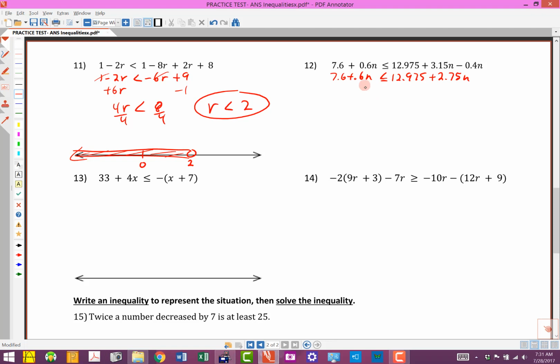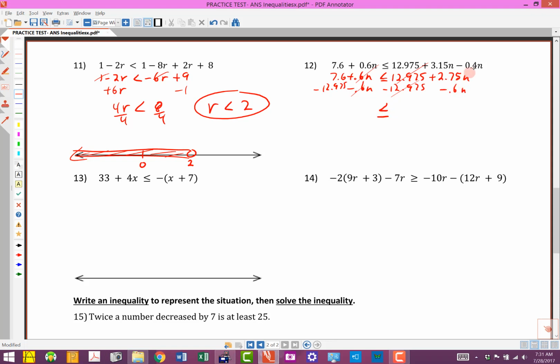And then let's move this over to that side. Oh, let's see, let's move the smaller one. There we go. So we're going to subtract 0.6n from both of these, 0.6n here, which means I want to move this one over there. So we're going to subtract 12.975. Subtract 12.975. So those will cancel each other out, and those will cancel each other out.